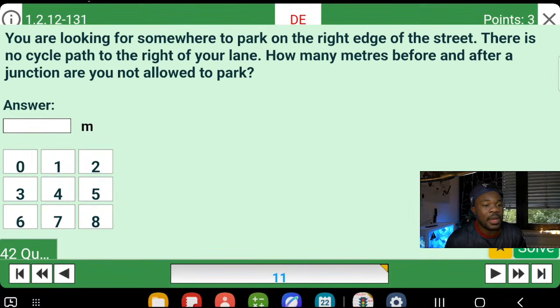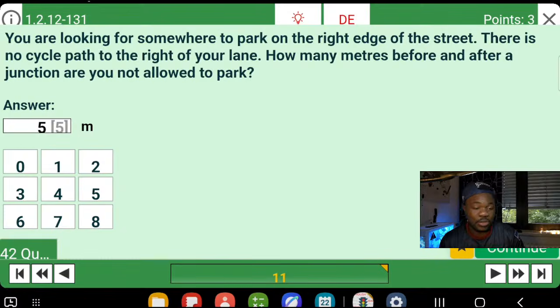You are looking for somewhere to park on the right edge of the street. There is no cycle path to the right of your lane. How many meters before and after a junction are you not allowed to park? This particular question, you need to take note. There are two types. This one, they're talking about there is no cycle path. You will see another one like this telling you there is a cycle path. If they mention there is no cycle path, the correct answer is 5 meters. When there is a cycle path, your answer will be 8 meters. So take note, no cycle path, 5 meters. A cycle path, 8 meters.